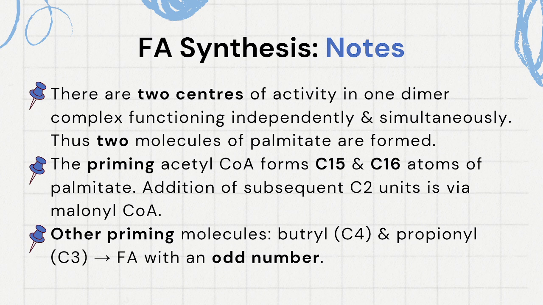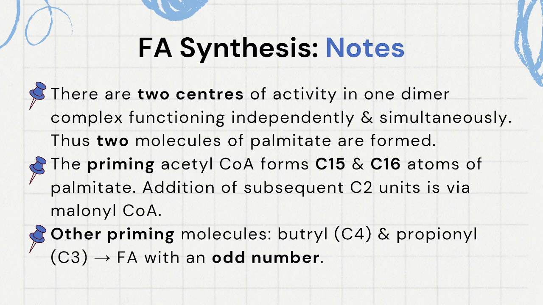So far, I would like you to know that there are 2 centers of activity in each dimer of the fatty acid synthase complex. They function independently, simultaneously. Those 2 molecules of palmitate will be formed from one fatty acid synthase. And the primary acetyl-CoA molecule, as we said, forms carbon atoms number 15 and 16 of the palmitate. Addition of subsequent C2 units is via malonyl-CoA.